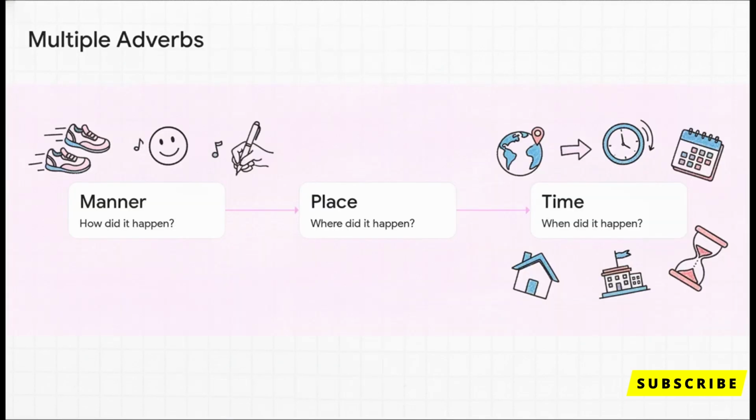Now, what if you want to give a ton of detail at the end of your sentence? If you have multiple adverbs explaining how, where, and when, you must follow this exact 3-step sequence. Step 1 is manner. How did it happen? Step 2 is place. Where did it happen? And step 3 is time. When did it happen? Manner, place, time.